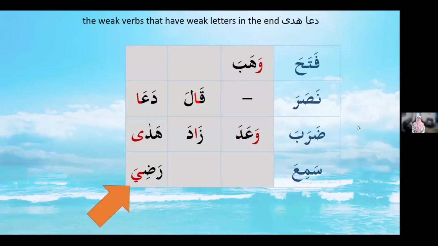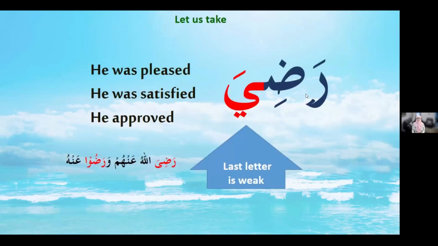All right. So today we are doing a new word. The first word is radiya. So this is the last, look, observe this. The last letter of this is a weak letter. Da'a, alif, is a weak letter. Hada, ya, is a weak letter. And radiya, ya, is a weak letter. So radiya, this is added in this group. Radiya. So da'a, hada, radiya. Alhamdulillah.